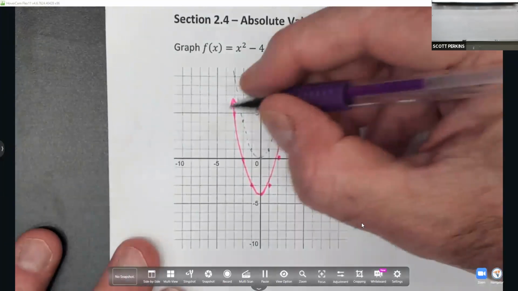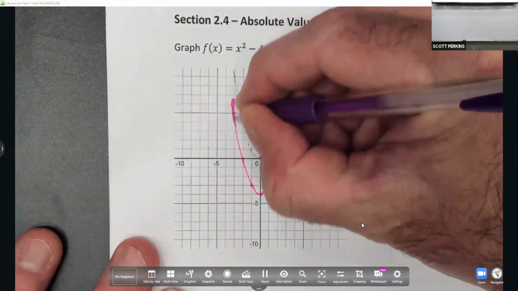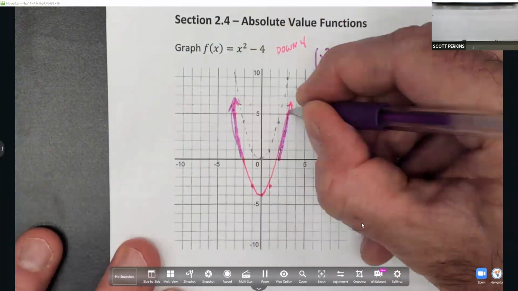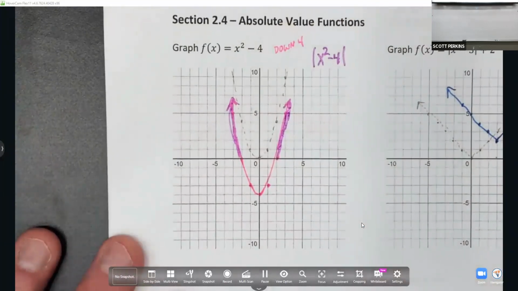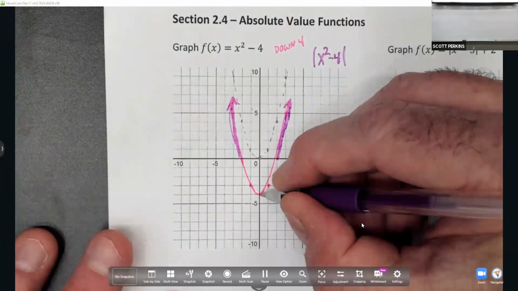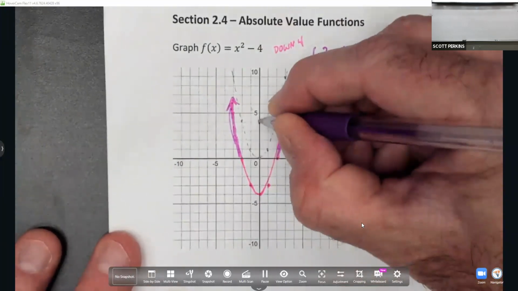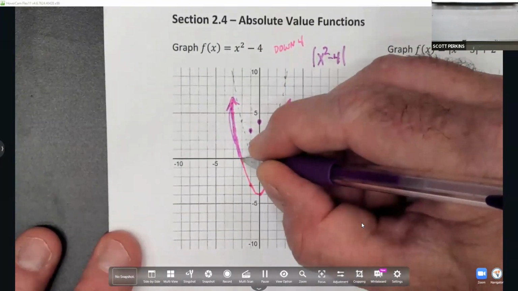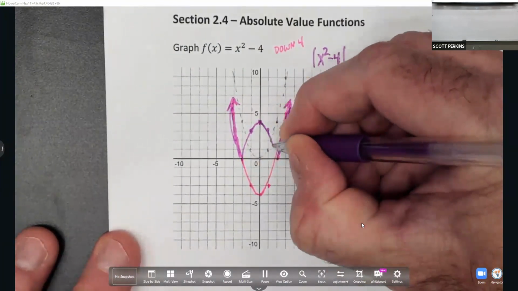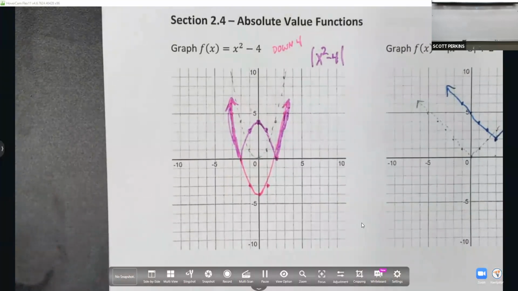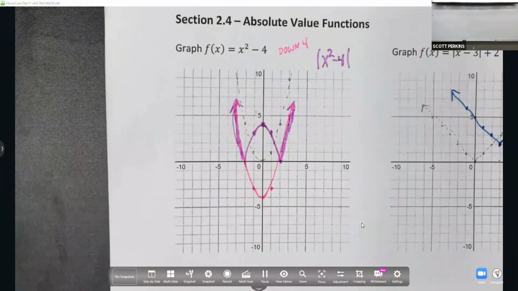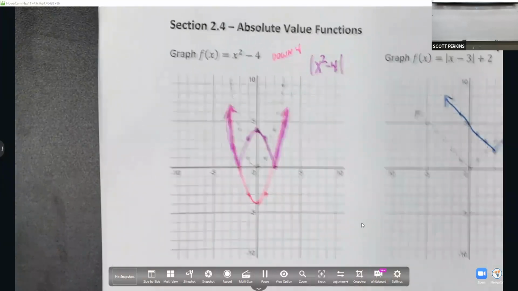All right, once again, the positive stuff I'm going to leave positive. And what's going to change is that negative stuff. So the bottom of the vertex is at -4, so it's going to be +4. These points are both at -3, so they're both going to be +3. And so again, you see that it hops up, and my graph, that purple graph, is the absolute value of the x squared minus 4. All right, so that is graphing, taking a graph and taking the absolute value of it.